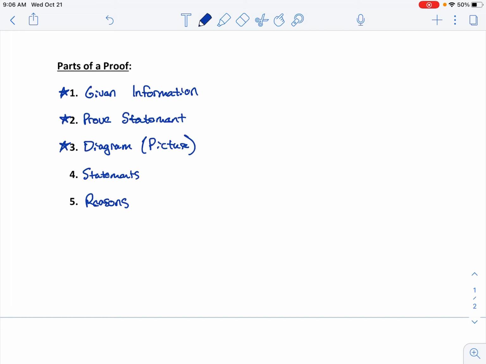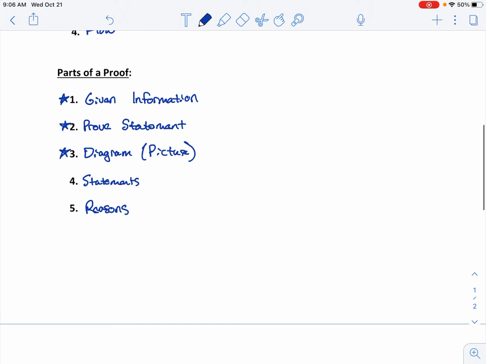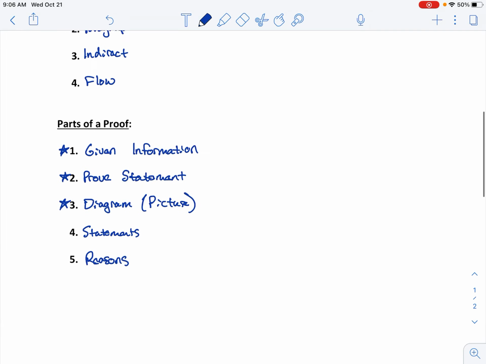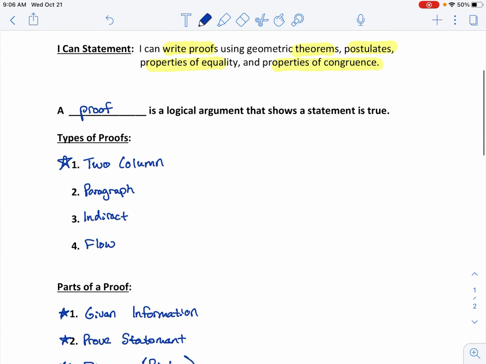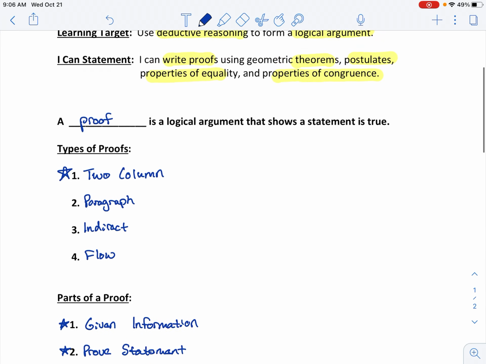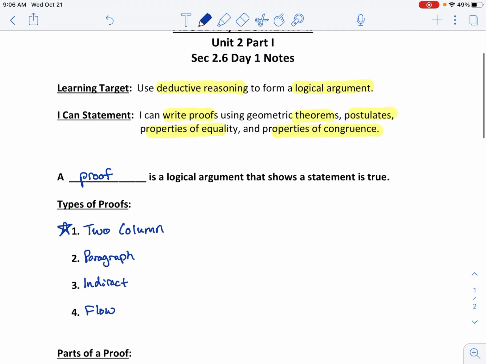Like I said, this is a very short section of notes. I would recommend going right into the practice assignment, either with it or going to 2.6 day 2 notes, which will be posted with this video as well. But I wanted to take a little time to isolate what is a proof, what is a geometric proof, and what are the parts of the proof. I think we accomplished that here today.